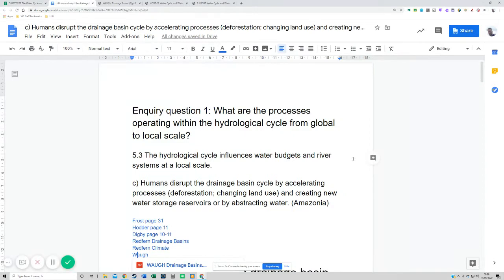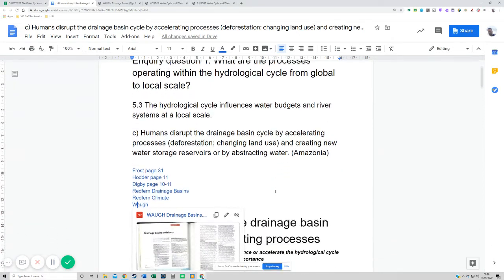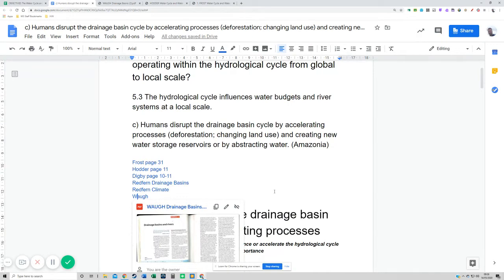So to break down what we've got to do with this, we're looking at the mainly local cycle, or local places, so the local hydrological cycle. If we just read through 5.3c, we've got humans disrupt the drainage basin cycle by accelerating processes. The processes it's talking about is really looking at the flows, so things like evaporation, surface runoff, those flows.